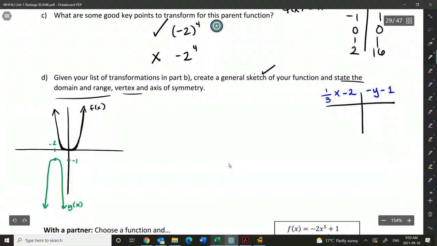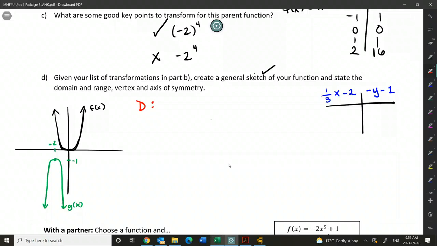State domain and range, vertex, and axis of symmetry. This one just so happens to have an axis of symmetry because it's like a basic power function and it's symmetrical on both sides. So I want to do domain and range in interval notation just so we can keep that skill fresh in our minds. So I'm doing domain and range for this, not the black function.